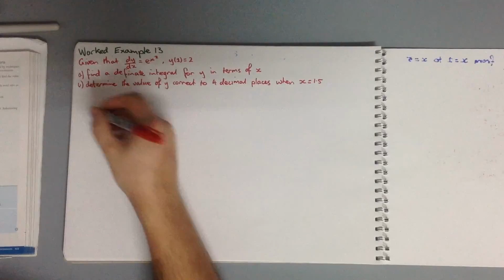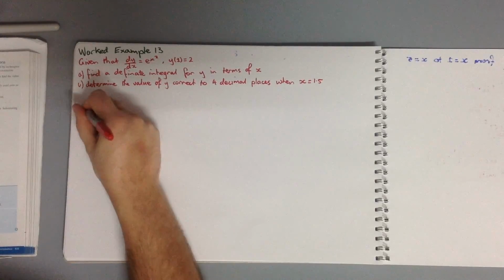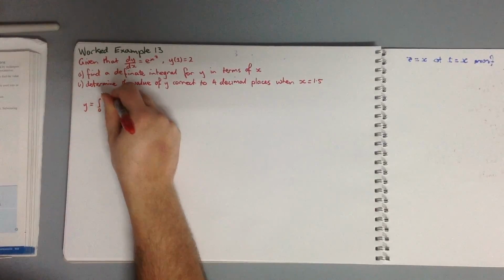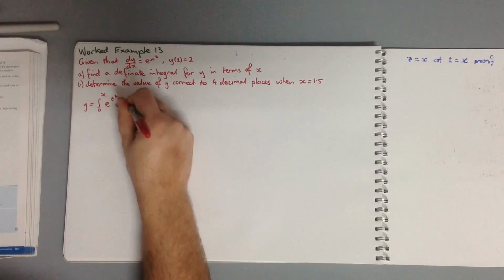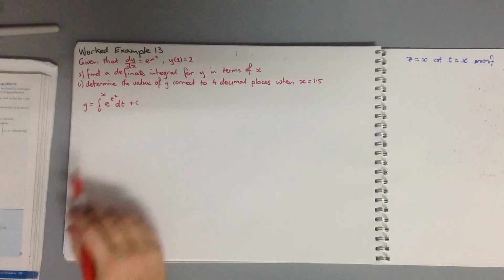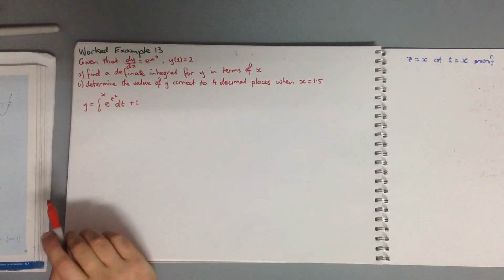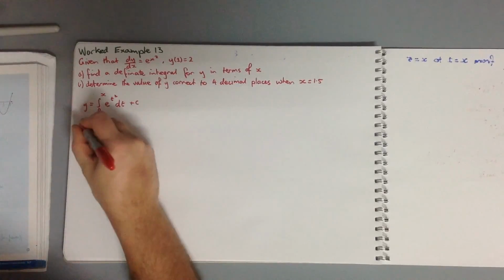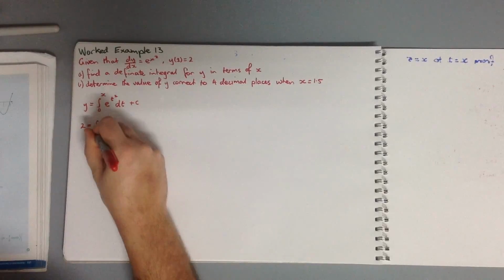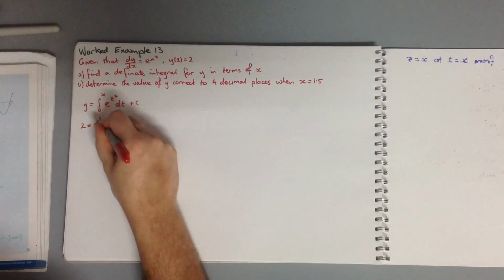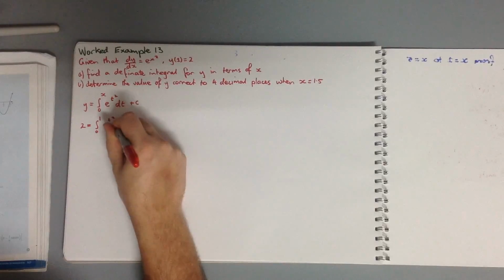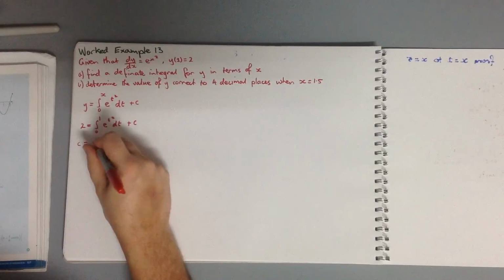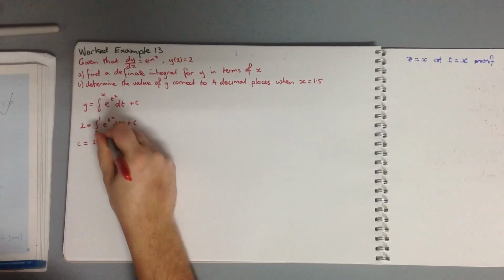Okay, so using our formula that we had from earlier, we can say that we've got y equals an integral from 0 to x of e to the t squared dt plus c. Now what we need to do is substitute x equals 1 and y equals 2. So we have 2 equals an integral from 0 to 1 of e to the t squared dt plus c.